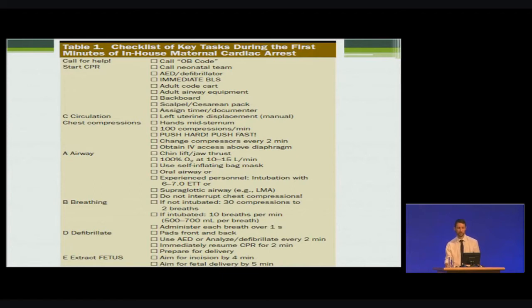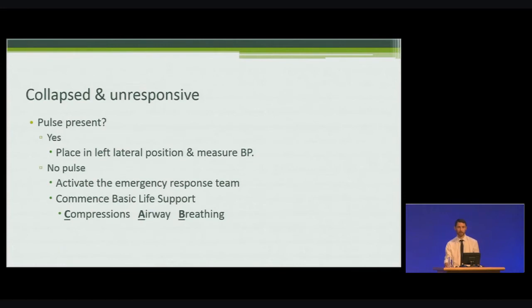Okay, so if you have a patient who's collapsed and unresponsive, the first thing to do is check whether the patient has a pulse or not. If the patient has a pulse, turn the patient onto their left side, measure the blood pressure, and take it from there. If the patient doesn't have a pulse, we're dealing with a cardiac arrest situation. So you're going to activate the emergency response team and commence basic life support. Basic life support now comprises compressions, airway, and breathing. It used to be ABC, it's now CAB.